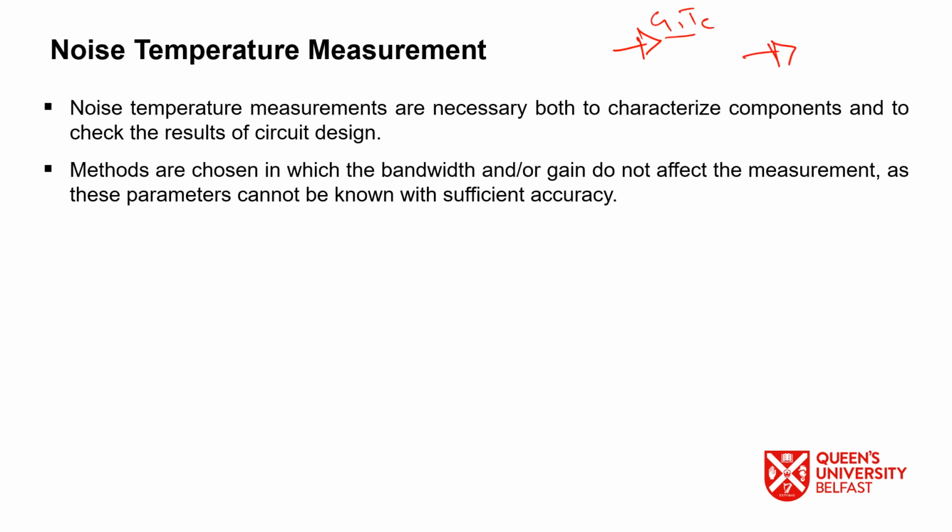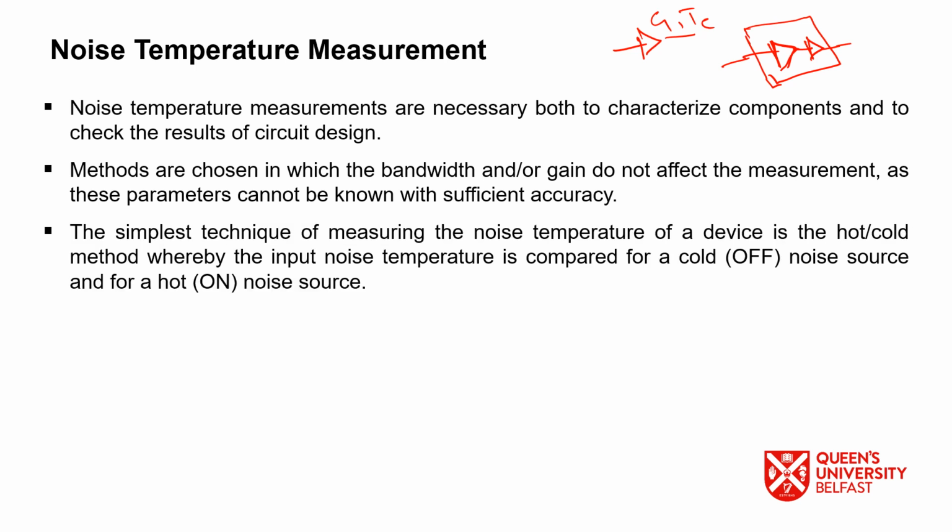But if we have a complex system of multiple cascaded amplifiers and a biasing network, then for this whole system, it will be very difficult to identify what exact accurate bandwidth it supports and what exact gain it is giving. So sometimes it is very difficult to mathematically identify how much noise it will create. So that's why noise temperature measurements are used.